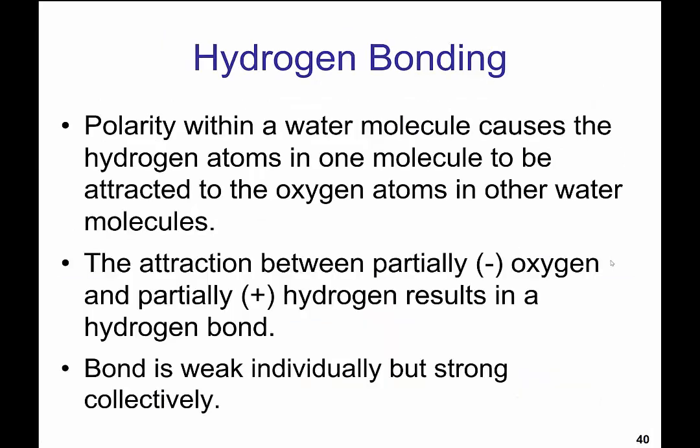Now that we've looked at how water is a polar covalent bond, we can talk about hydrogen bonding, because this attraction between water molecules is a really good example of hydrogen bonding. Polarity within a water molecule causes the hydrogen atoms in one molecule to be attracted to the oxygen atoms in the other water molecules. The attraction is between partially negative oxygen and partially positive hydrogen, and it's this attraction that results in a hydrogen bond. So hydrogen bonds are weak individually but strong collectively.